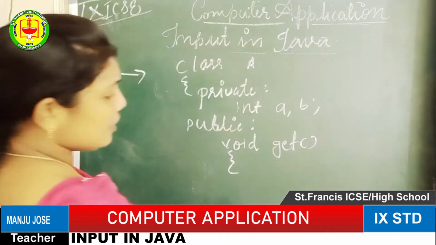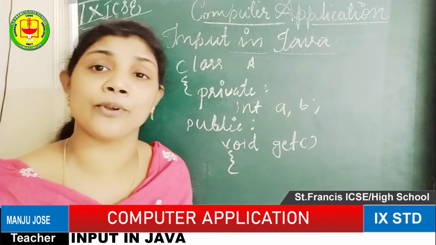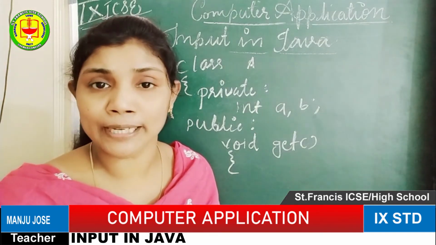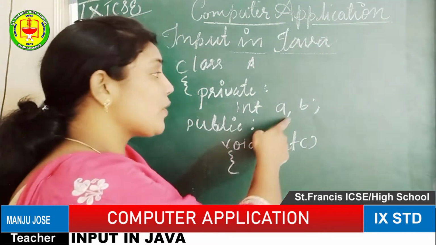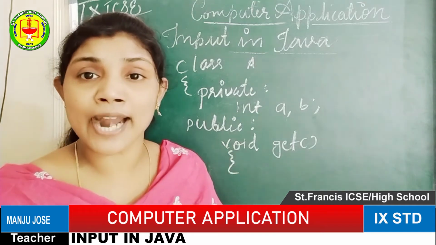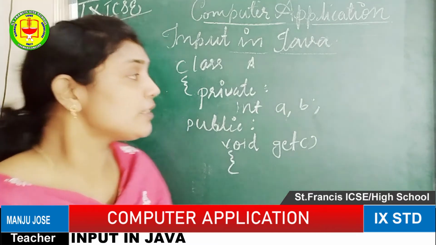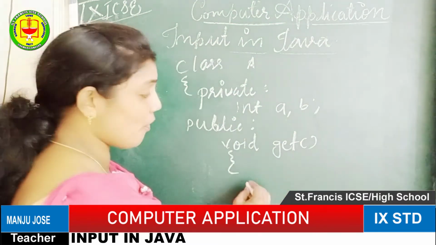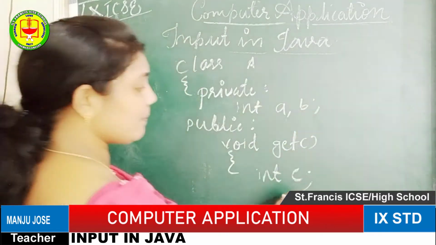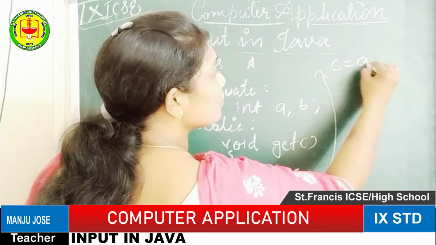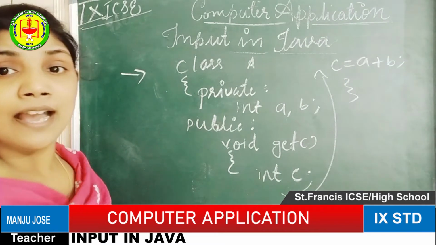Here A and B I have used. So this we can consider an addition program. Addition program means you need to input two values. These two values should be stored in two variables, called A and B. Then you have to do the addition. After addition, the result should be stored in another variable. That other variable I declare as local. So here I have given int C. The next calculation continues here: C equal to A plus B. Isn't it?